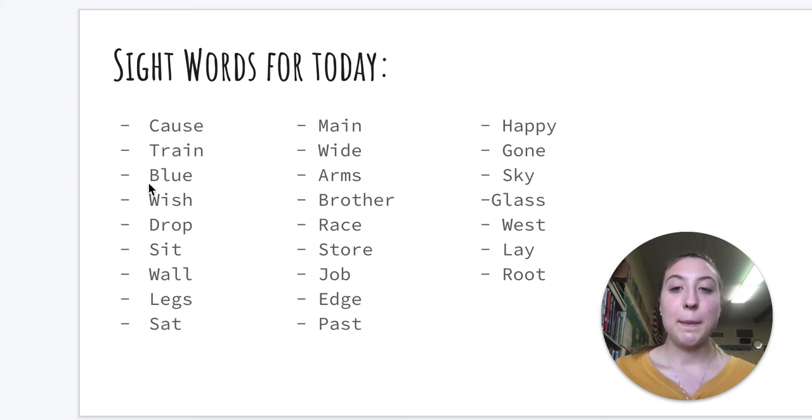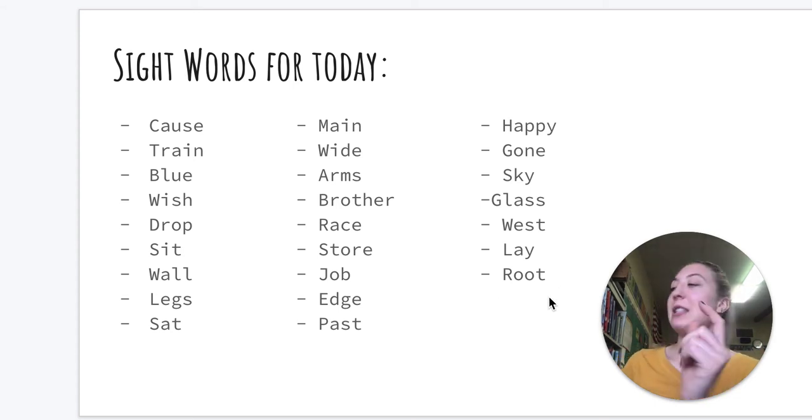train, blue, wish, drop, sit, wall, legs, sat, main, wide, arms, brother, race, store, job, edge, past, happy, gone, sky, glass, west, lay, root. And notice how when I read the words, I slide my mouse across.